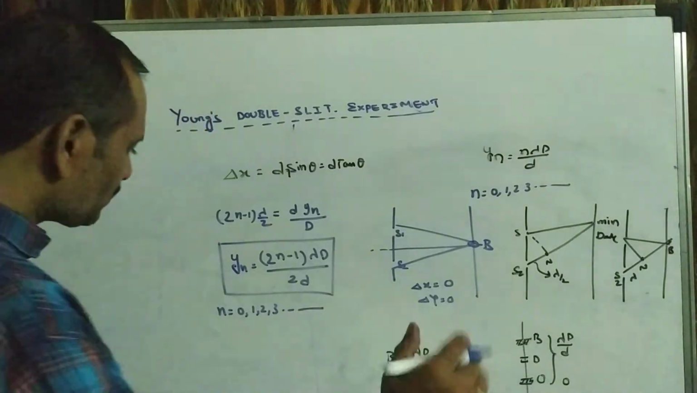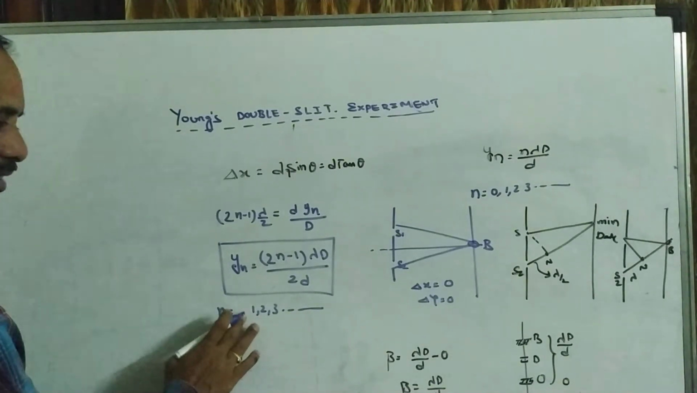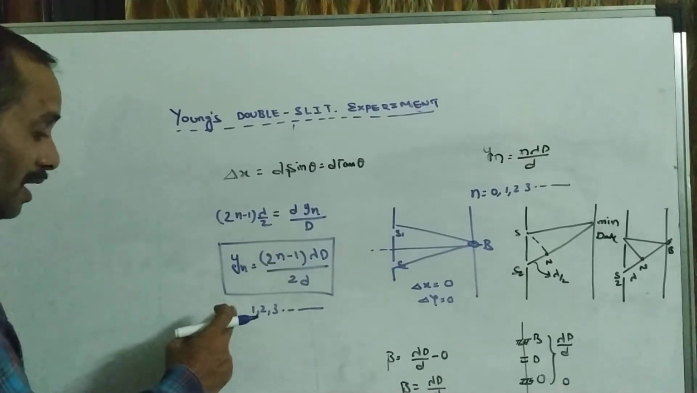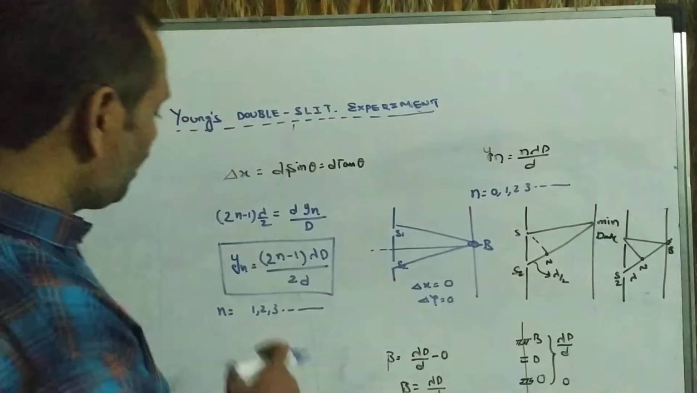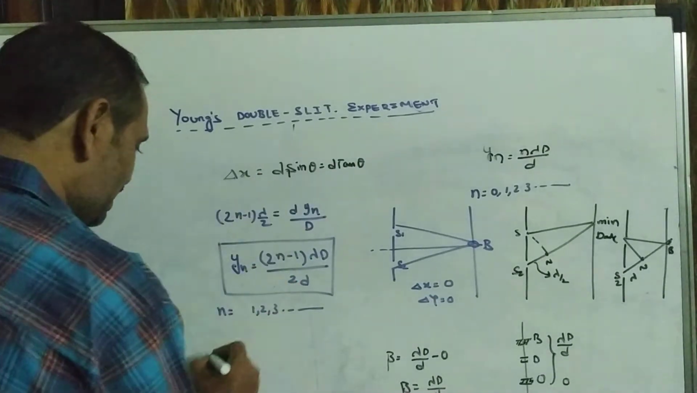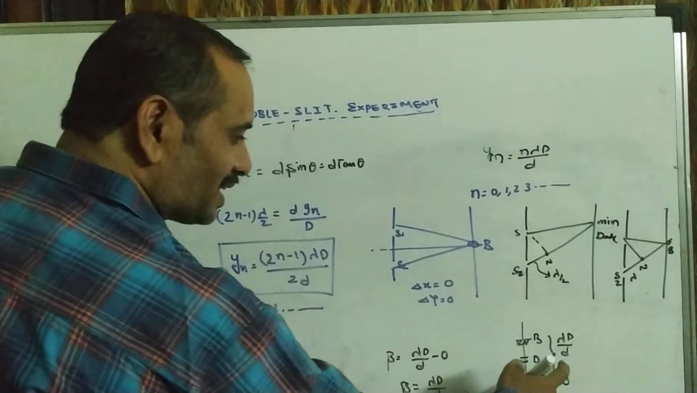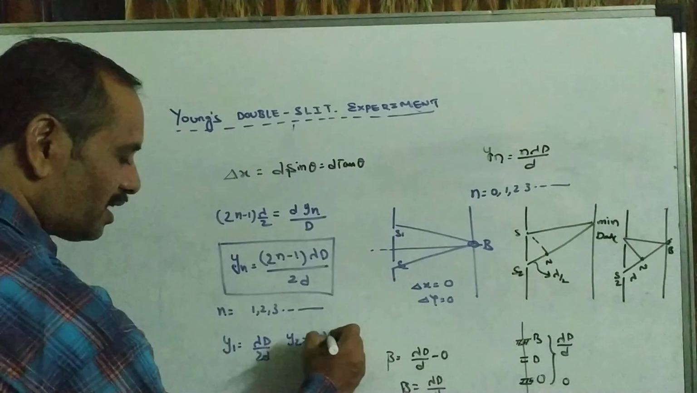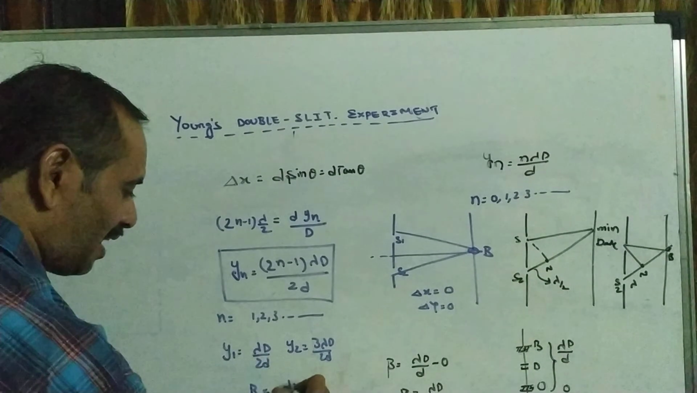Here, sir, we don't get 0, please. Why are we not getting 0? If I take 0, I am getting minus, which is not possible. 0 is already fixed for the bright band. Here a dark band at 0 is not possible. It starts from 1. The first dark band is lambda D by 2d, exactly in the middle. The second dark band is 3 lambda D by 2d. Next, fringe width between any successive bands is lambda D by small d.